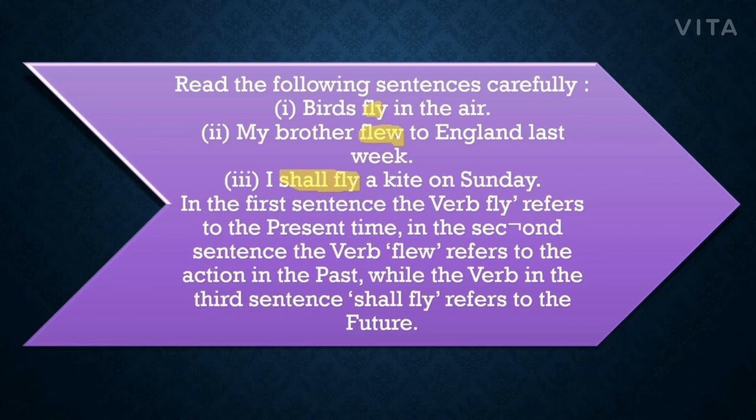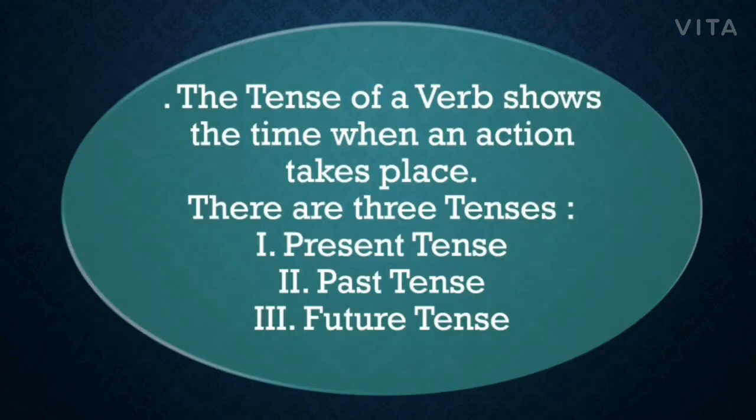Like in the first sentence, birds fly in the air. Fly is the verb used here. In the second sentence, my brother flew to England last week. Flew is the verb used. So students, what did you understand from these different kinds of verbs? Tense of a verb shows the time when an action takes place.